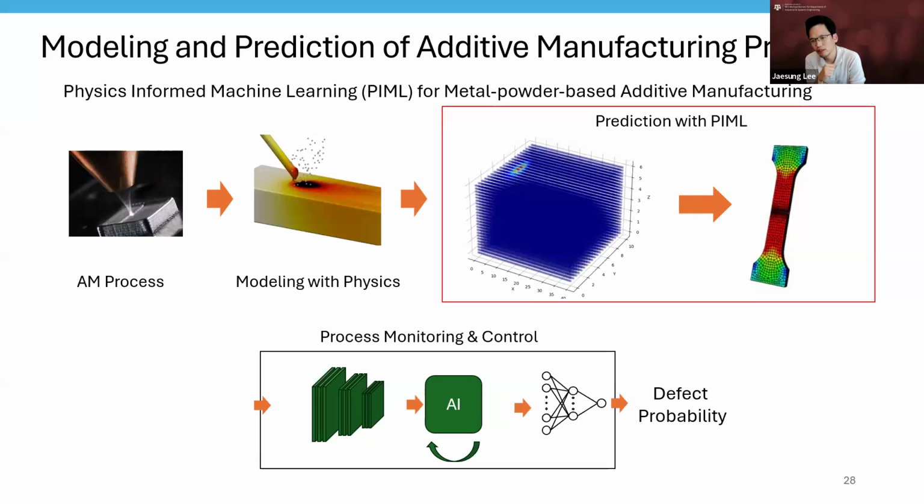Why do we simulate the temperature? Because the temperature is the key factor in this manufacturing process. Temperature determines everything about the manufactured part. So what I want to show in this slide is we can use the data, but we can also incorporate some domain knowledge into the machine learning methodologies.